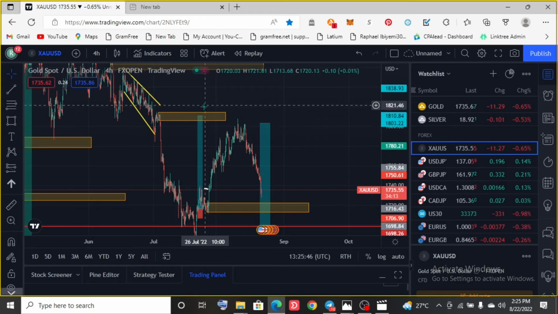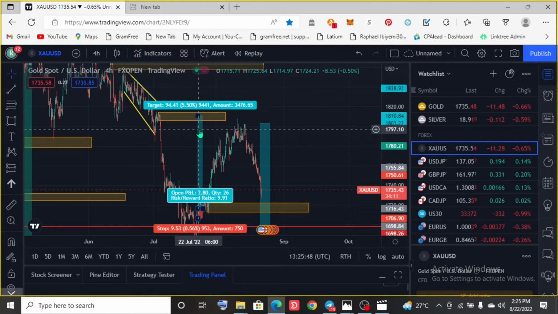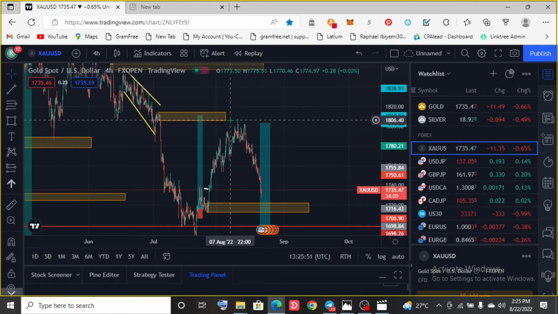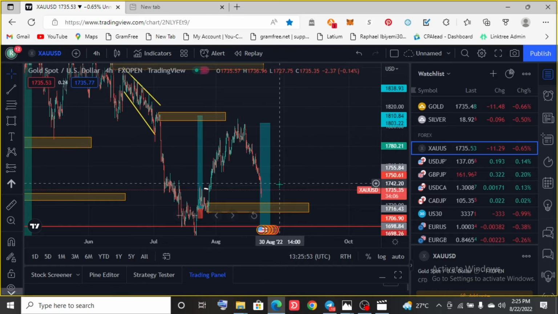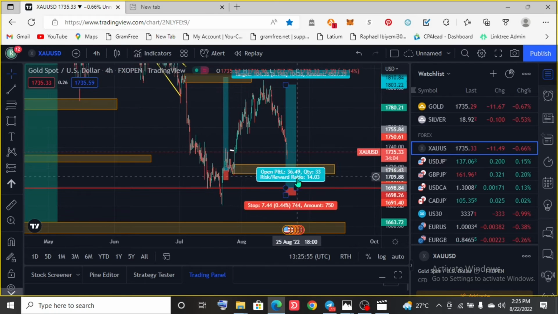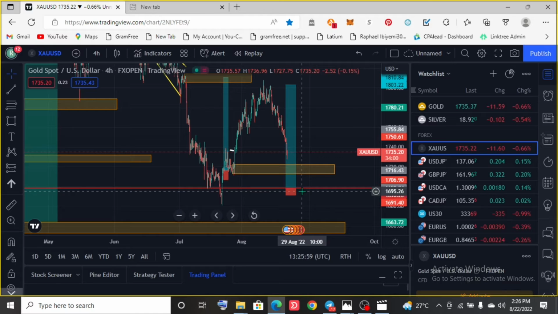We took the buy here to this place. We're targeting how many pips? 944 pips. And this market got hit here. The TP got hit there. Then we're expecting another entry here, somewhere here right now. Possibly we might get our first entry here, our second entry here, then our stop loss is just below here.